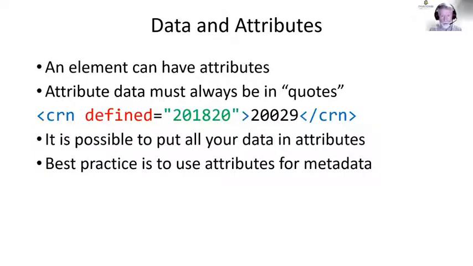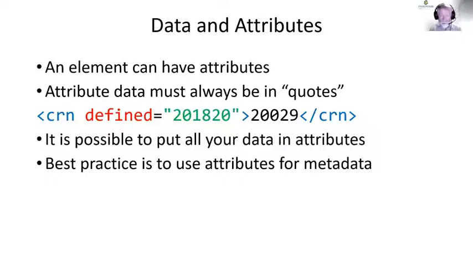You can have attributes. An attribute is further information attached to a tag. It is attached to the opening tag, not the closing tag. Here we have defined is the attribute, and the 201820 is the value. The value must always be inside quotes. So the CRN element has the data of 20029, and then inside that, we have an attribute. So you can have both attributes and data.